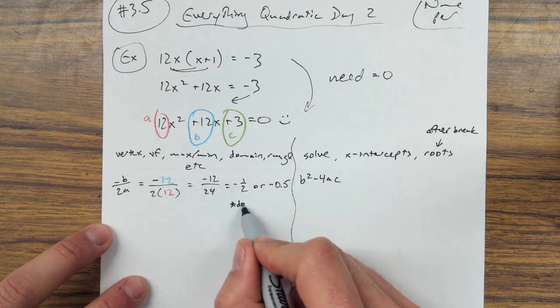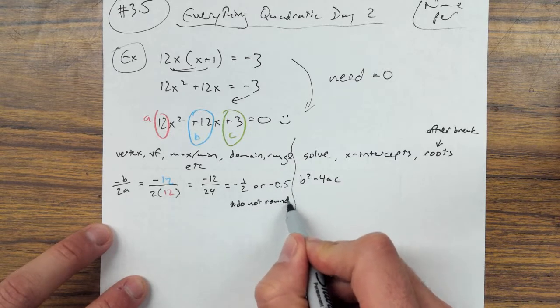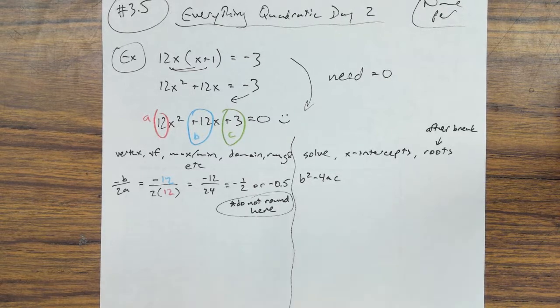Side note, do not ever round this number. Never round. If you get an ugly decimal and you round the decimal, you're done. You can't do that. You either have to use the fraction or a clean decimal. You cannot round that position, or else you'll get very little to no credit. So don't make that mistake, please.